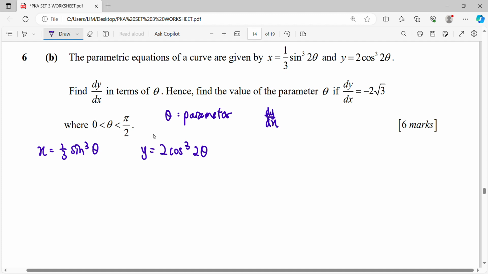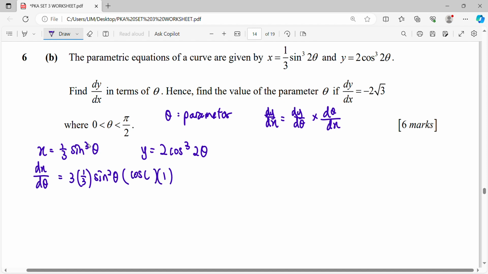Therefore, for dy/dx we need our chain rule: dy/d theta times d theta/dx. So for x, differentiate x with respect to theta. For trigonometry, how many steps? When we have a power, 4 steps. Power turun tekan, power tolak 1, differentiate sine, differentiate the angle. Angle theta gives 1. Differentiate sine, we get cos. And we simplify this, we get sine squared theta cos theta.